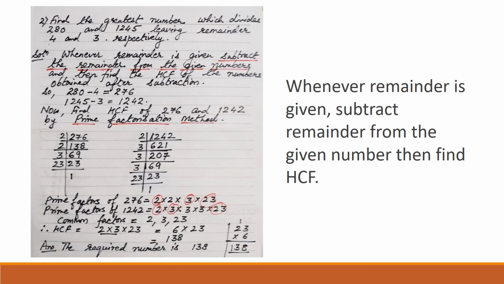So let us subtract. For the first number it is given 4 and for the next number it is given 3. So let us subtract the remainder from the numbers. So 280 minus 4 is 276 and 1245 minus 3 is 1242. Now you will find the HCF of the obtained numbers, that is 276 and 1242, by using the prime factorization method.